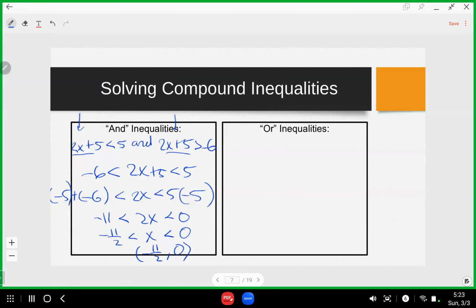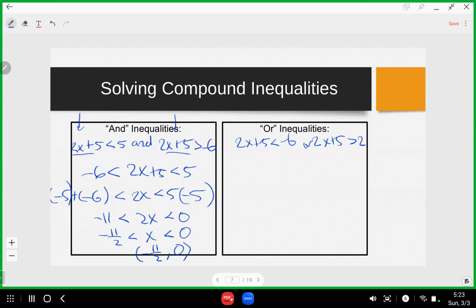However, what if that doesn't work? What if you have something else? 2x plus 5 is less than -6. It's not greater than -6 this time, it's less than. Or we can have 2x plus 5 is greater than 2. So obviously, these can't coexist, right? For example, a number cannot be greater than 2, but also less than -6. That's why it's an or inequality. They cannot coexist.